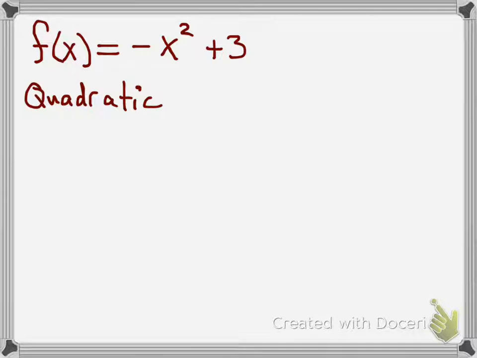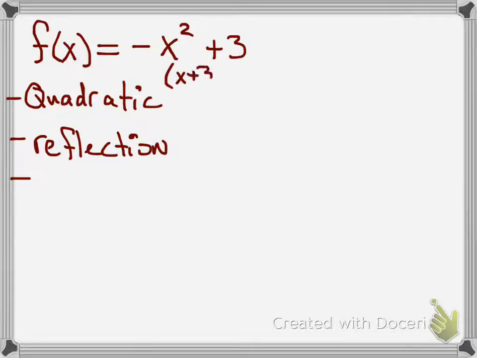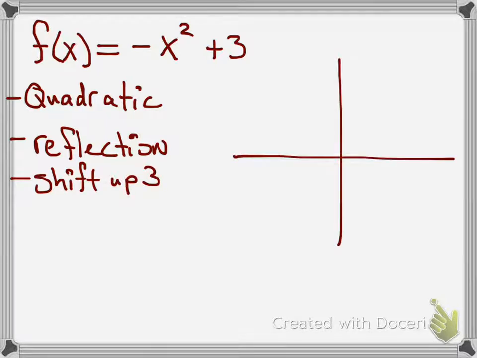Because of the negative in the very front, that means there's a reflection. And because of the plus 3, notice that the plus 3 is not in parentheses with it. Technically, if I wanted it inside parentheses, I would have done something like x plus 3 squared. But I didn't. So the next thing is that it was shifted up, or moved up 3. So what does that mean?